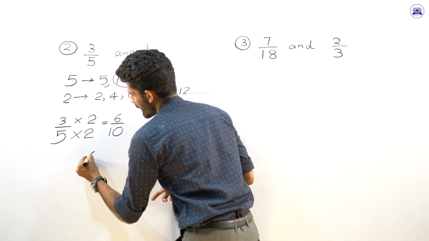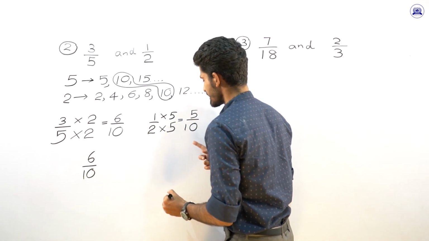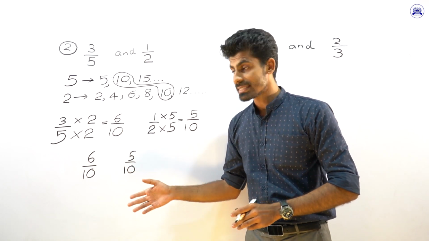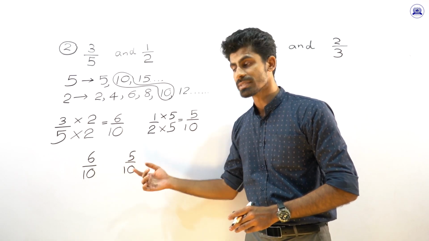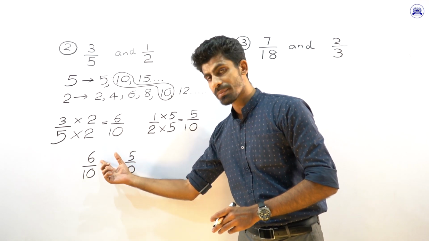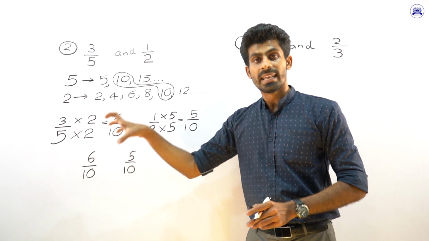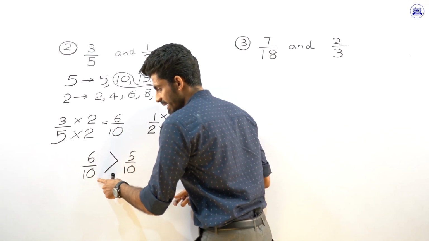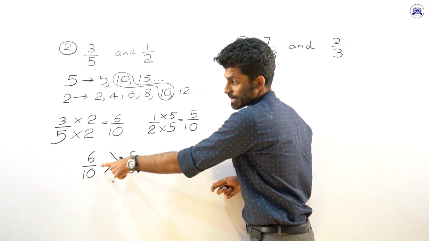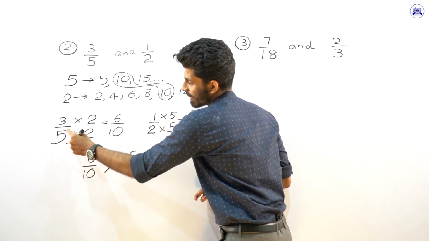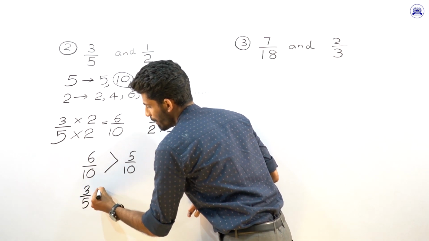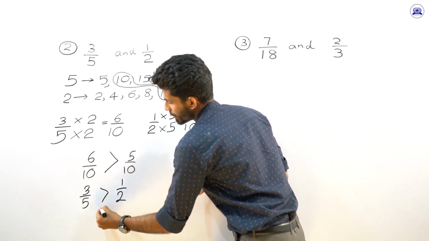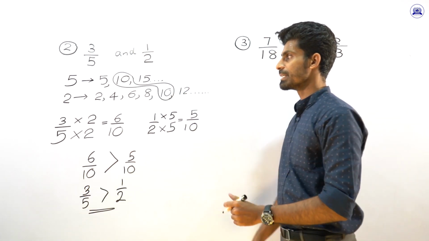Now let's compare those fractions. 6 over 10 and 5 over 10. This one is very easy. You know that 6 is greater than 5, with the same denominator. So the largest numerator gives the largest fraction. 6 over 10 is greater than 5 over 10. Lamai, 6 over 10 means what is the real fraction? 3 over 5. 5 over 10 means what fraction? 1 over 2. So which one is the largest? 3 over 5 is the largest one.